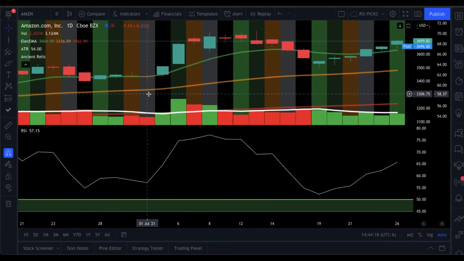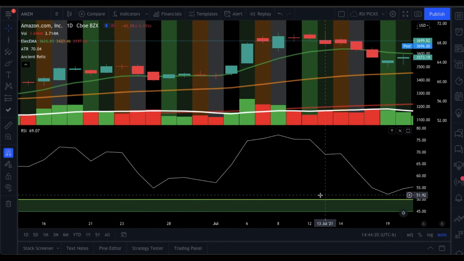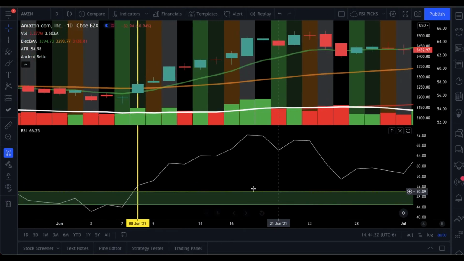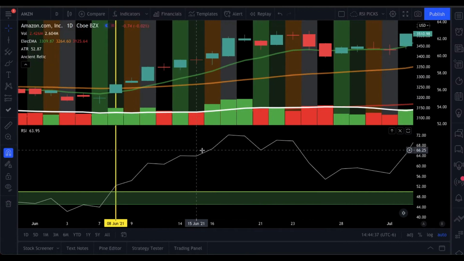Okay, and let's look again. So we're looking for this line here to be coming up. All right, and there we have it. See, it was down here, pretty flat, and then it crossed up here. And as soon as this RSI crossed through this zone here, it started heading up.